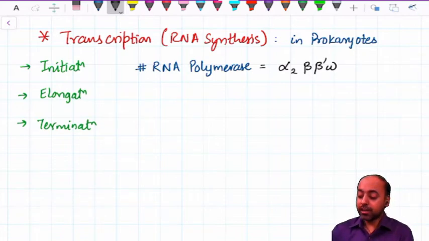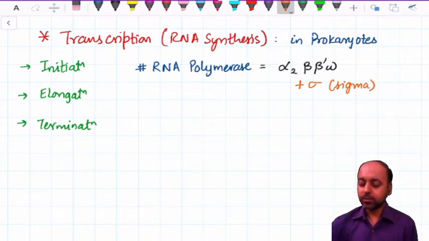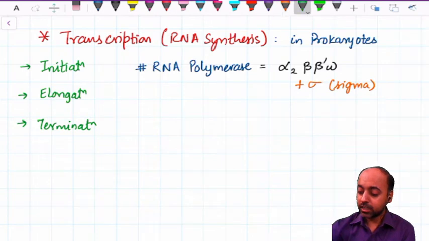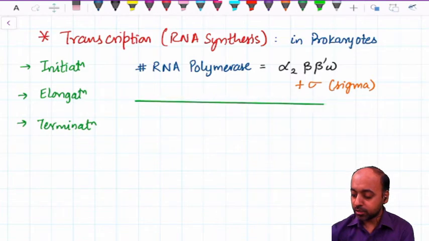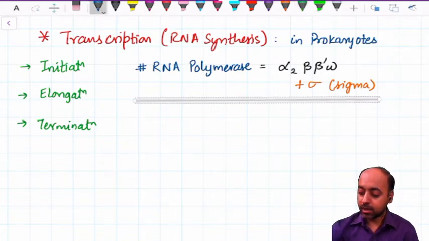Same way, the RNA polymerase is ready to transcribe, but it doesn't know from where to start the initiation point. It doesn't know from where to initiate the transcription. All right, so RNA polymerase alone is not enough. We bring in another factor, and that is the sigma subunit. When we add the RNA polymerase to the sigma subunit, what we get is known as the RNA polymerase holoenzyme.